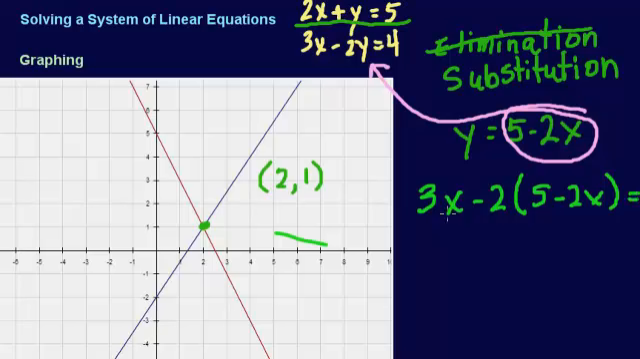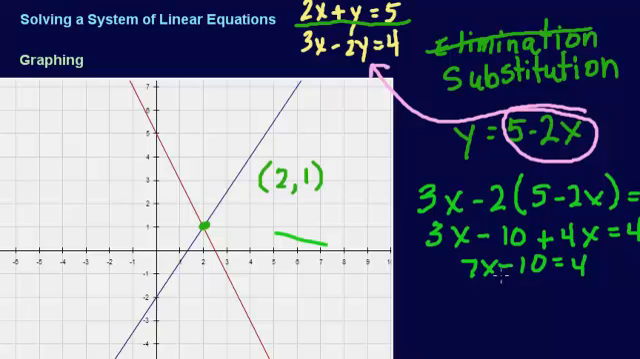I'm going to just do my little algebra. I'll get 3x minus 10. Watch your signs here. Plus 4x equals 4. So then I get 7x minus 10 equals 4, and 7x equals 14, and then x equals 2. Oh, imagine that. Now there's my x.